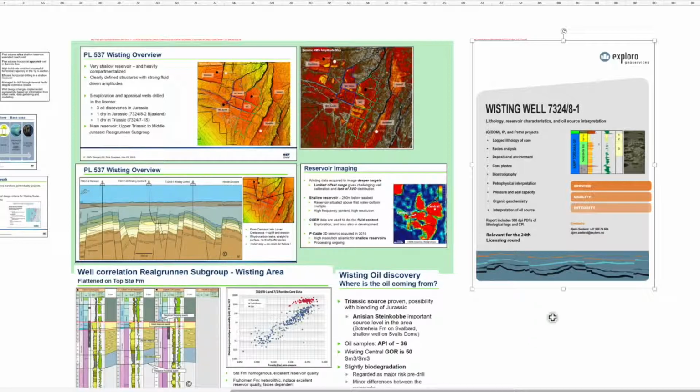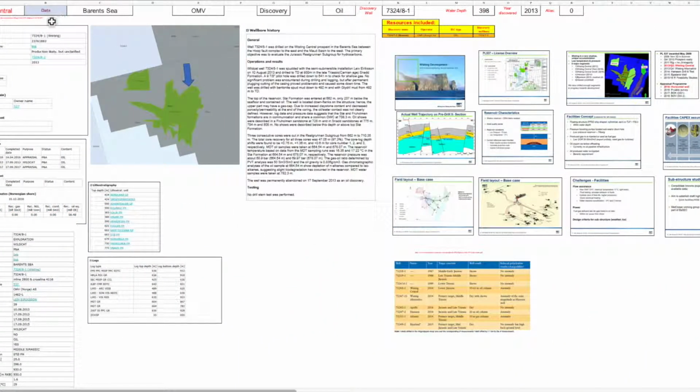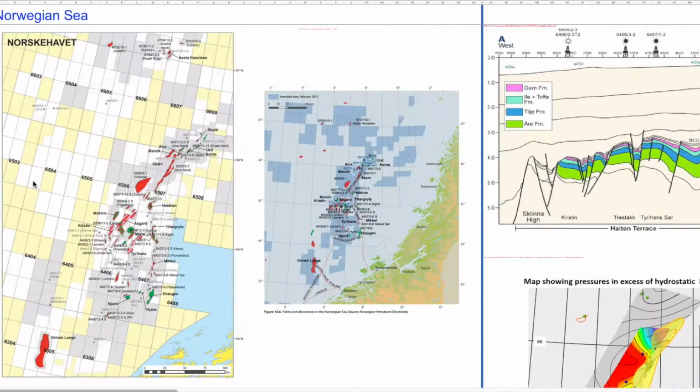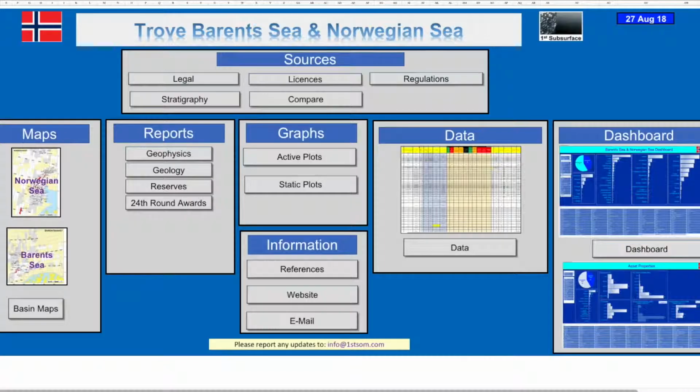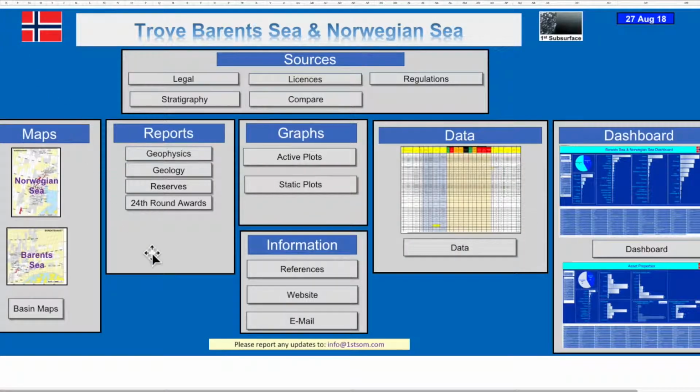It's basically a service that's offered by Exploro on the Wisting well 7324/8-1. So this is the piece of information that we were actually seeking. There's lots more functionality. There are maps that we can go to here, just jumping back, one for the Barents Sea and going back in real time.